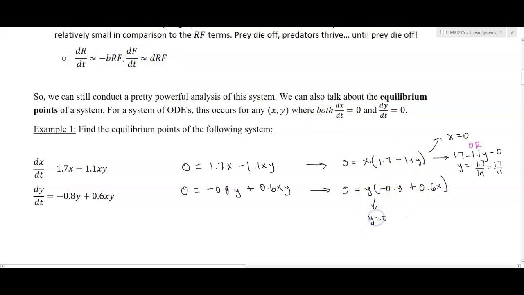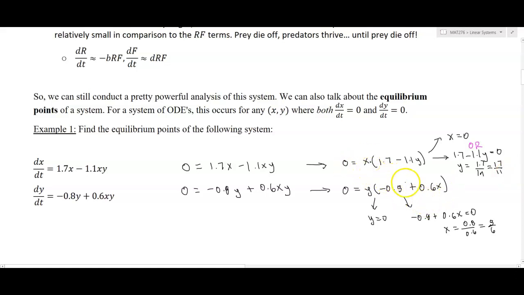The second equation, if I solve that one for x and y, here I'll have either y equals 0, because again, 0 times anything will give me 0, or if that second factor, negative 0.8 plus 0.6x equals 0. And so that will give me x equals 0.8 divided by 0.6. And that comes out to exactly 8/6.